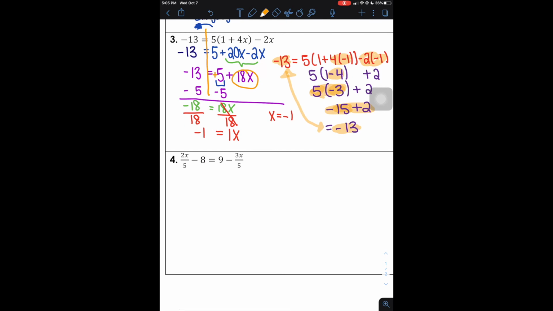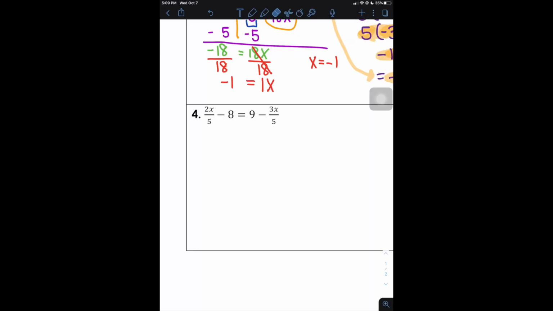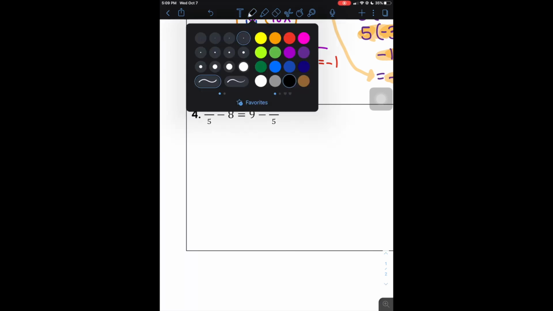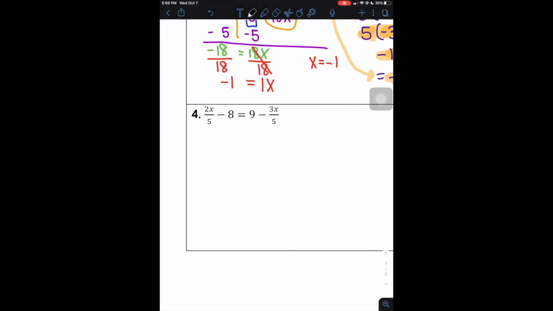So now let's try and look at number 4. Alrighty, sorry about that. So for this question, I know we see the fractions and we may not want to do it, but I promise it's the same process as we've been doing.